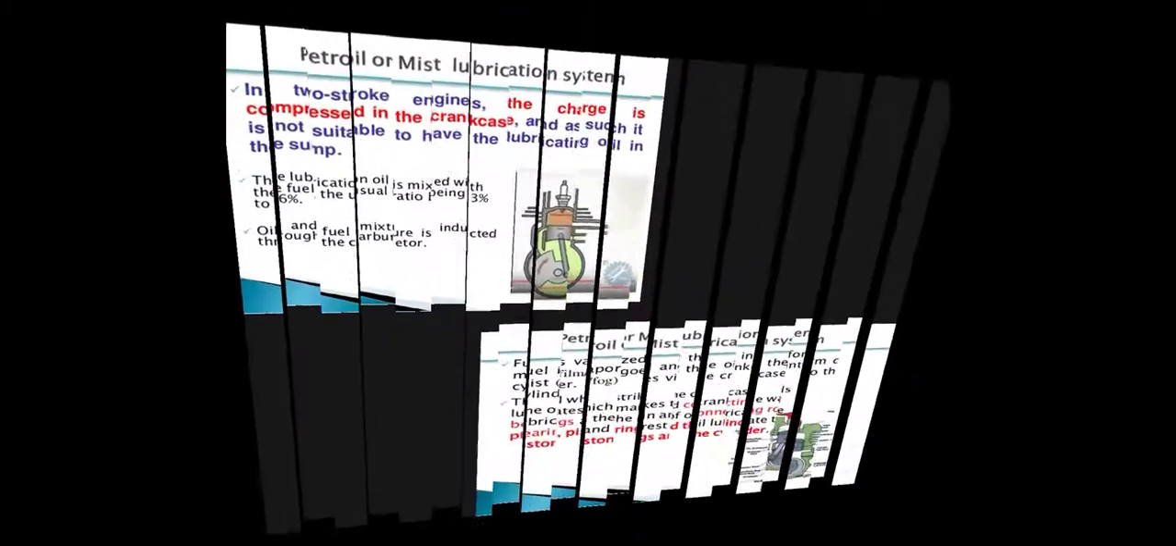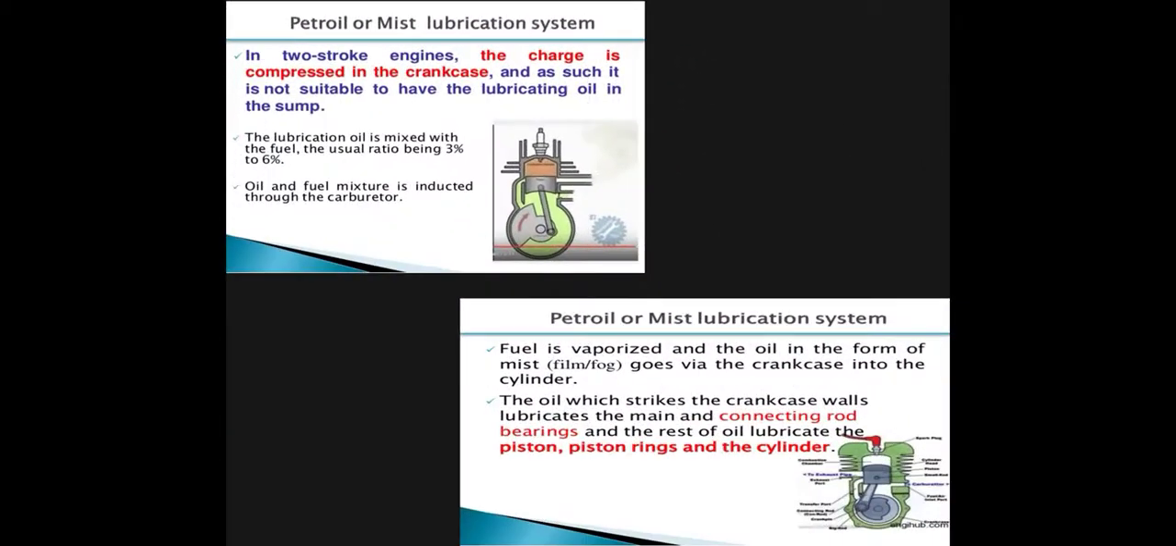Petrol or mist lubrication system. In 2-stroke engines, the charge is compressed in the crankcase and as such it is not suitable to have lubricating oil in the sump. Lubricating oil is mixed with fuel, the usual ratio being 3 to 6%.